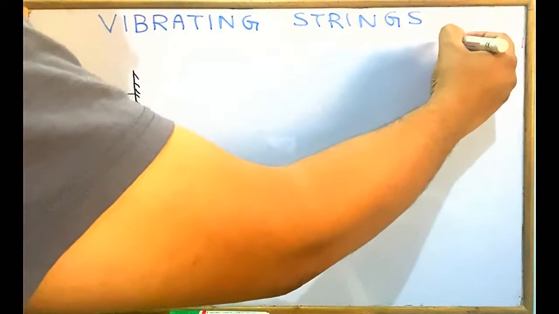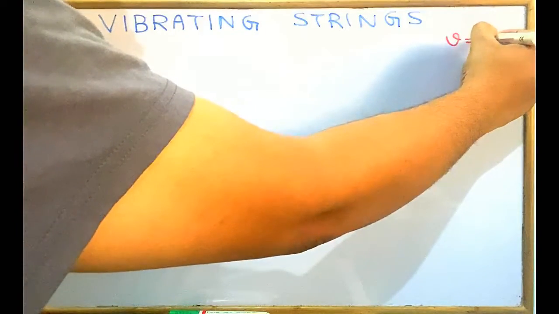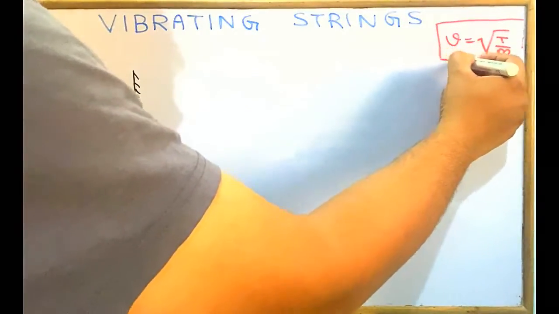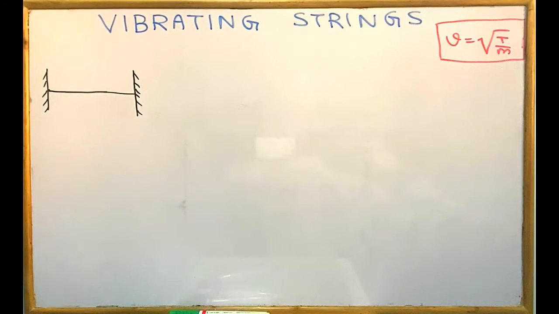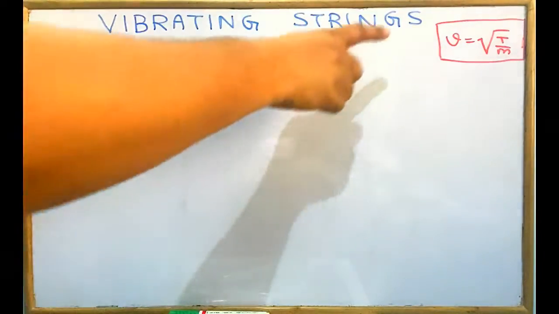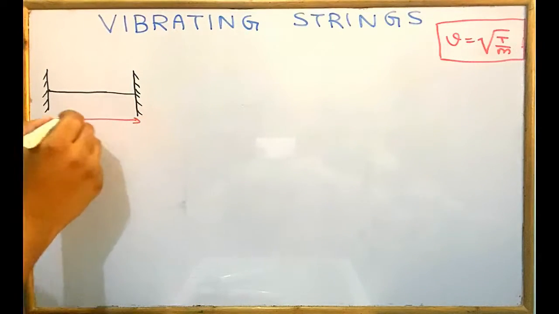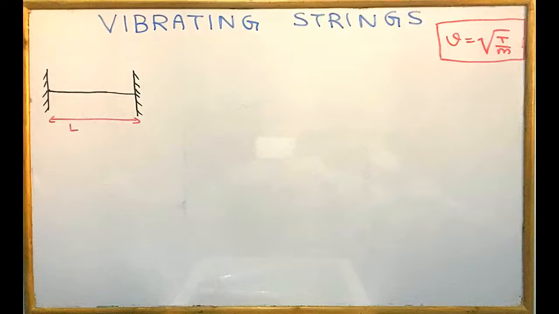So the first thing which we will keep in mind is this formula: V is equal to square root of T by m. V is equal to root of T by m. Let's understand what this means, and I'm keeping it in a box on this side because this formula is going to be used all the time in all the different modes that we will discuss. So let's say we have a string. This string is of length L, right? L is the length of this string. V here means the velocity with which the wave travels in the string.